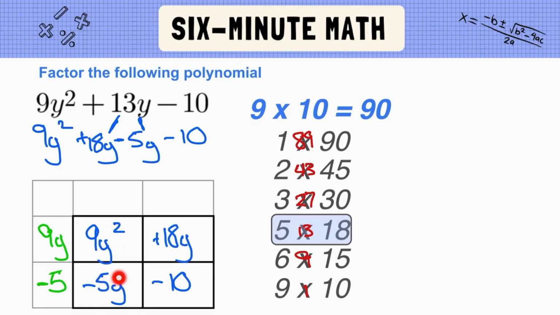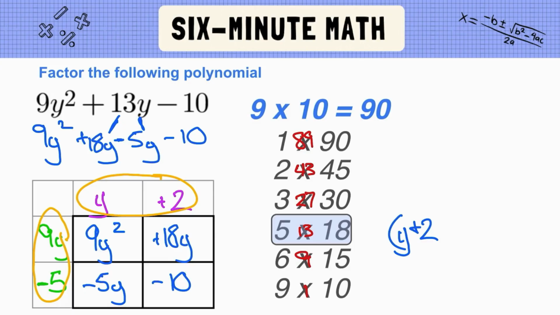9y squared and negative 5y. There's only one factor I can take out of that, which is a y. And 18y minus 10. I only have one factor I can take out of that, which is positive 2. This gives me my binomial factors of y plus 2 times 9y minus 5.